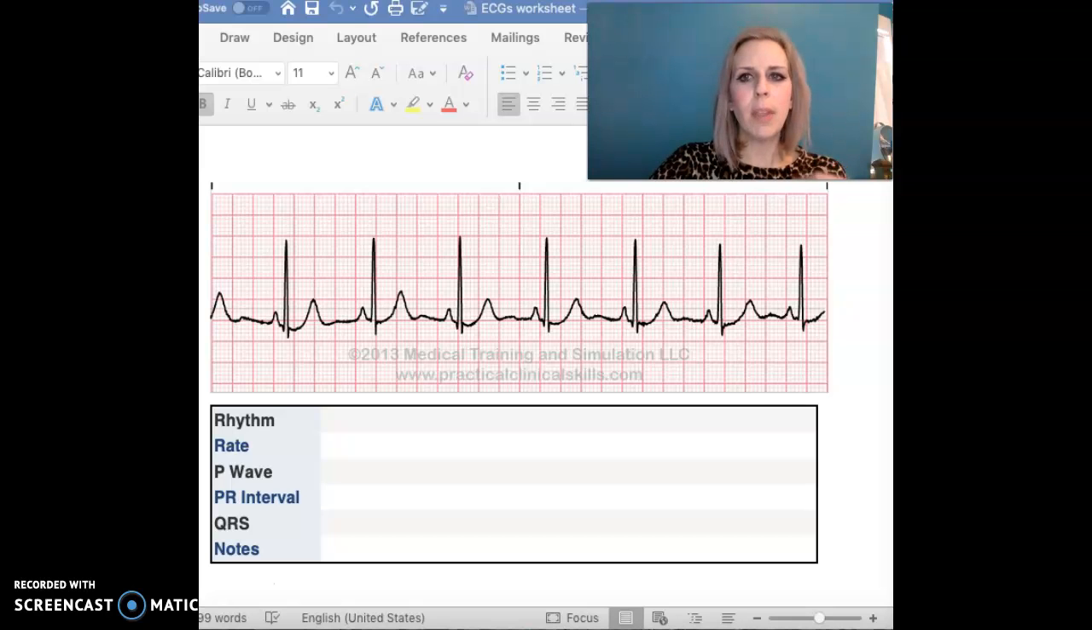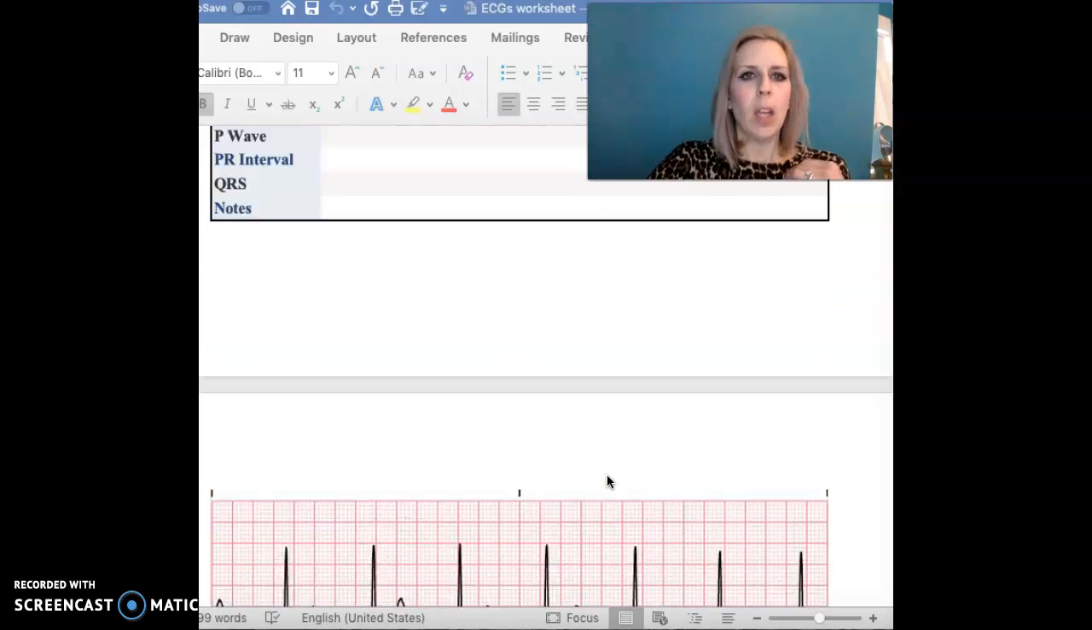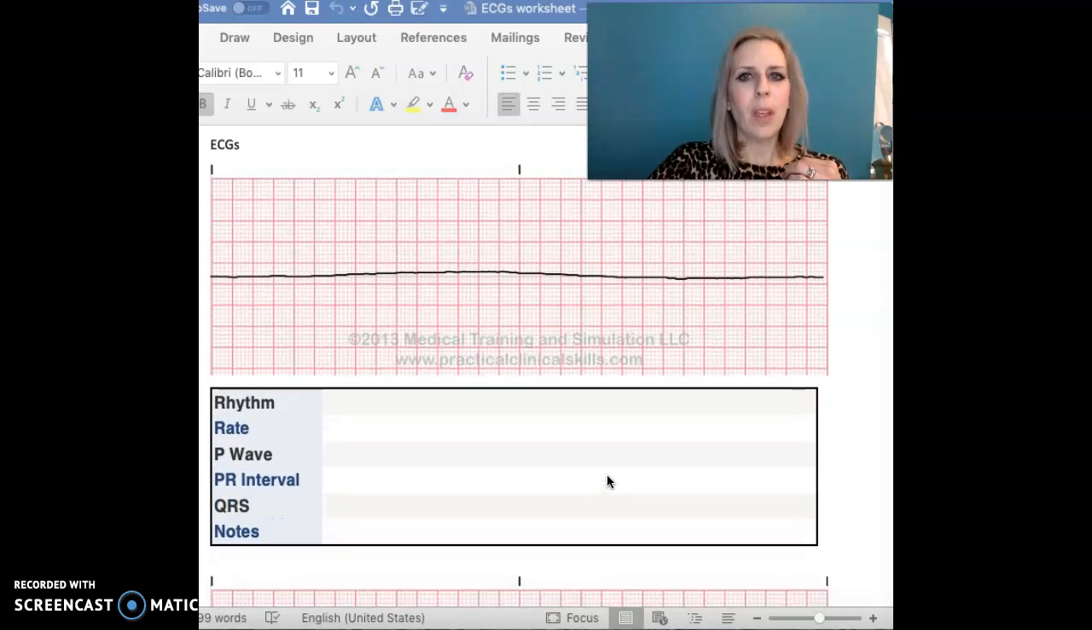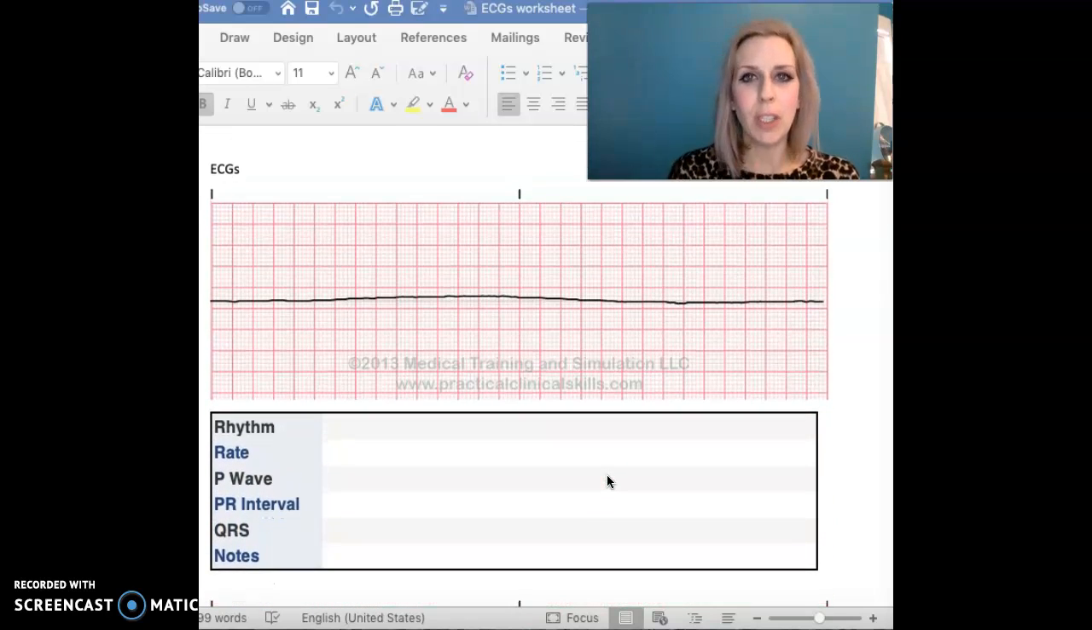So let's look at some things that are abnormal. Let's go up. Okay, so this is a very abnormal ECG. This is what we call asystole. We have no rhythm present. We have no rate present, no P wave, no PR interval, no QRS complex, and this is flatline. So we're going to have to confirm with multiple leads, and we'll also start life-saving CPR. And if no rhythm returns, then you would declare time of death.